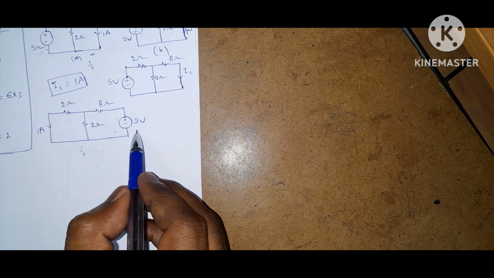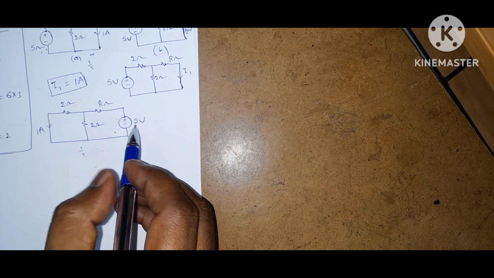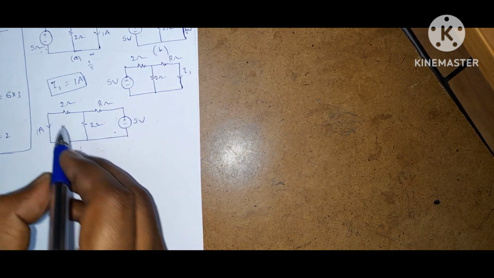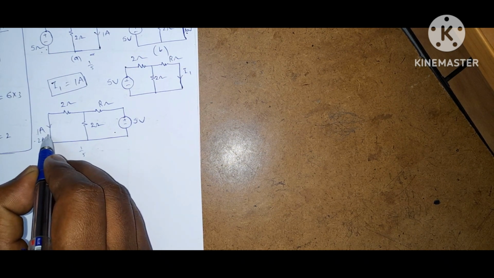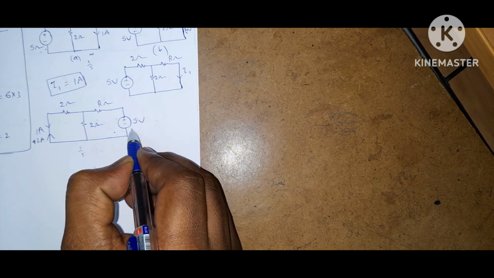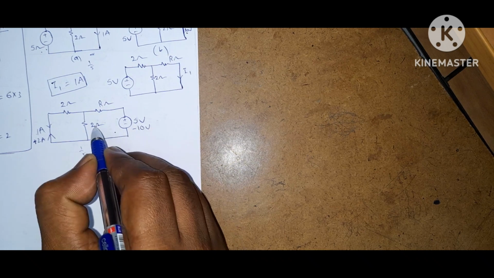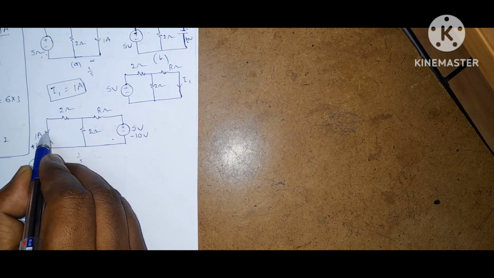Now, by the homogeneity principle, multiply the circuit by minus 2. Then the response and excitation become: this is minus 2 amps. Minus 2 amps means the direction will change. Then the direction is like this. This is plus. And here it is minus 10 volts because we are multiplying by minus 2. So minus 2 means the direction is reversed.